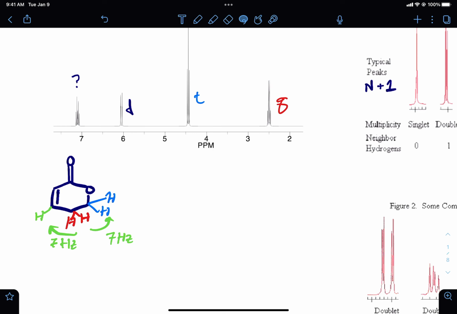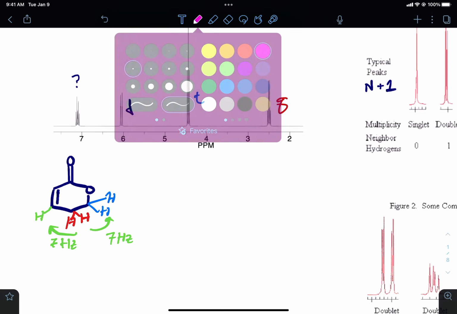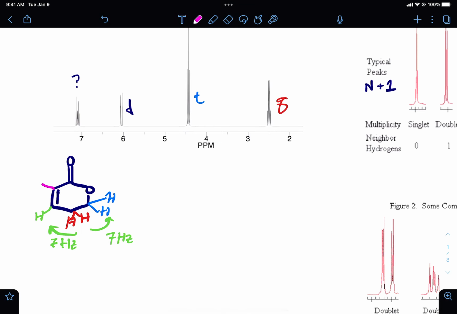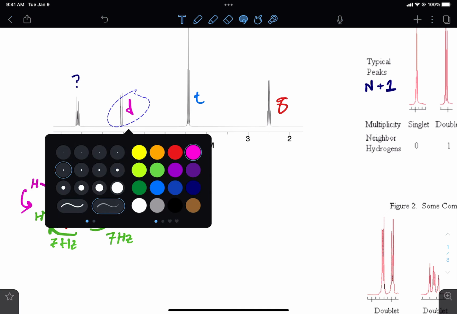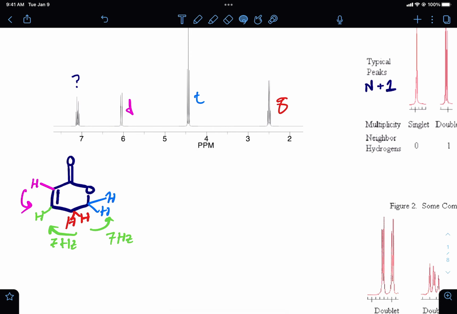So a doublet would have 1 neighbor. So we're looking for a proton with only 1 neighbor, and that would be the pink proton right here. He has 1 neighbor, which is the green. So let's make the doublet the pink. Okay. Now, if you know the structure, you can explain the multiplet. At least you can rationalize it away.